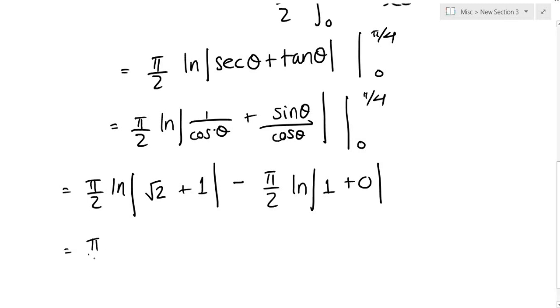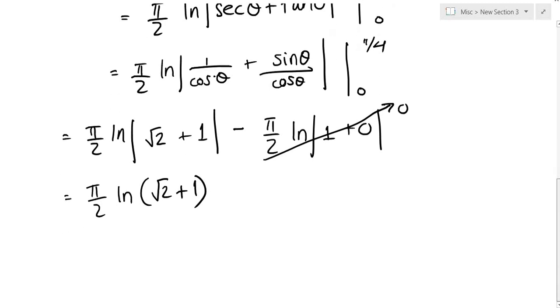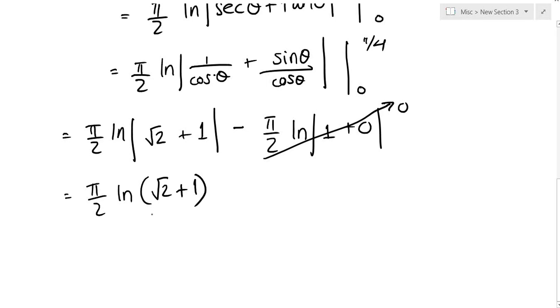So we finally have pi over 2 times the natural log. Well, this is always going to be positive, so we don't need our absolute value sign anymore. This is just the natural log of 1. Natural log of 1 is 0. So that goes away. And we end up with pi over 2 times the natural log of square root of 2 plus 1.